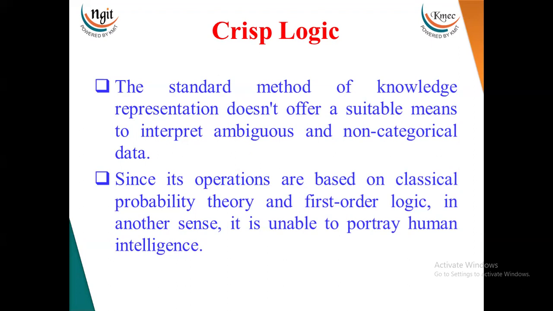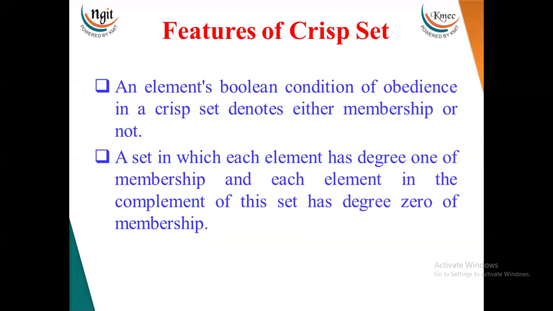And it is not a portrayal of human intelligence. So which is a portrayal of human intelligence? Fuzzy logic, not the crisp logic. Now, what are the features of the crisp set?